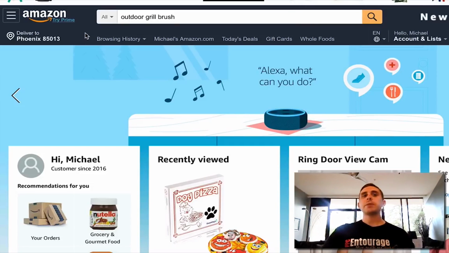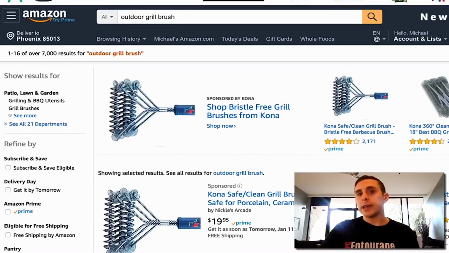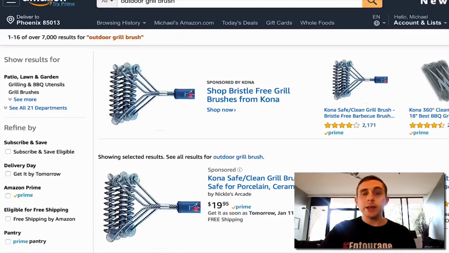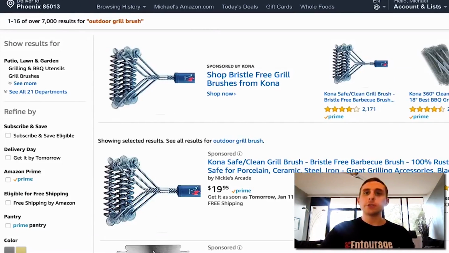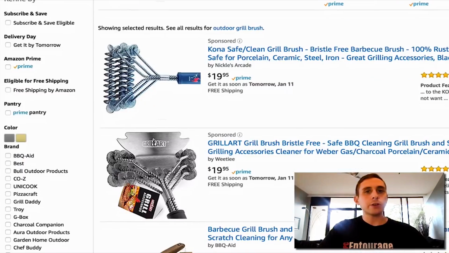Let's say somebody is typing in outdoor grill brush and they search for this. The very first thing they're going to see is actually not a sponsored products ad, it's a sponsored branding ad, formerly known as a headline search ad. We have a special blueprint just for sponsored branding ads, which you will have available to you inside of PPC Entourage. But right below the sponsored branding ads are the top of search placement. As you can see over here, outlined by sponsored and sponsored, these are the top of search placements.